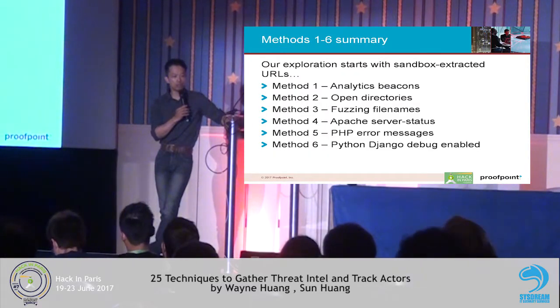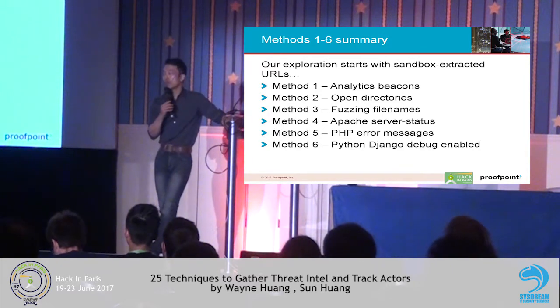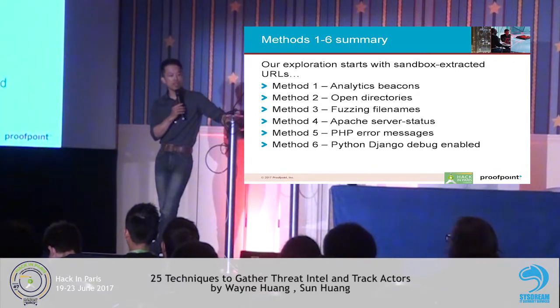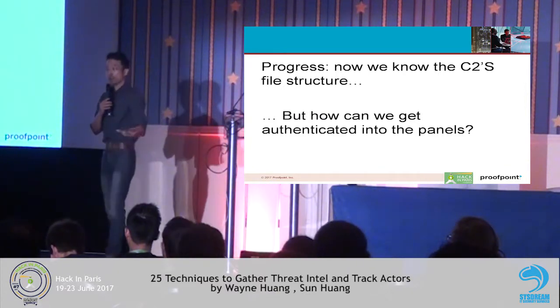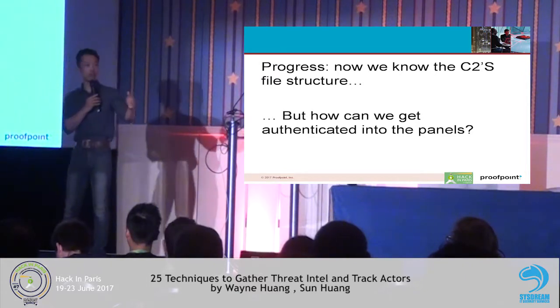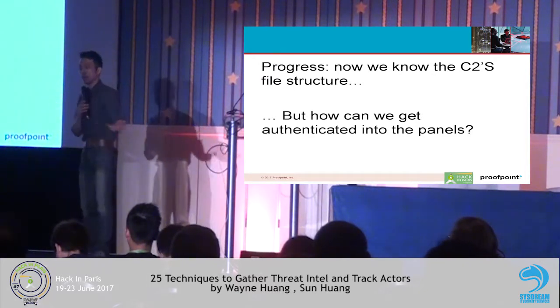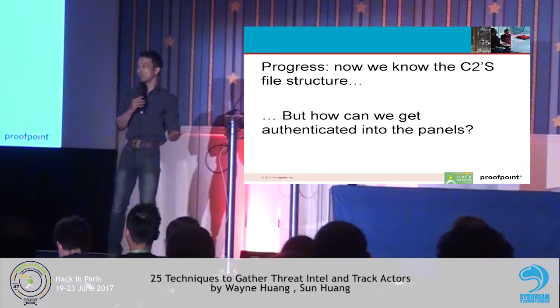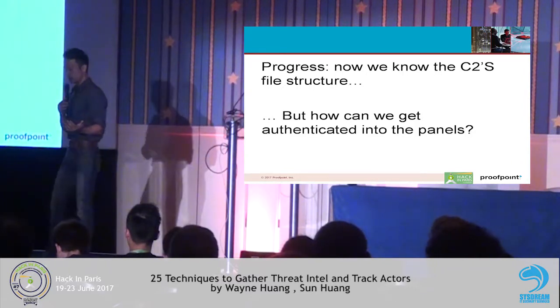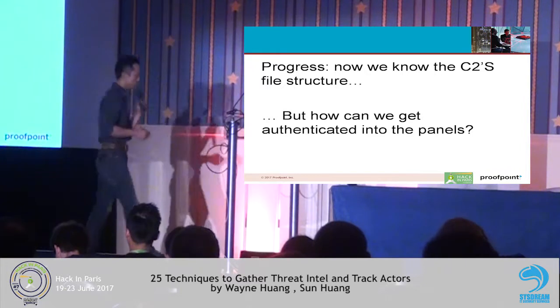Okay, summary from methods 1 to 6, starting from URLs that we get out of the sandboxes, analytics beacons, open directories, fuzzing file names, Apache server status, PHP error messages, and Python Django debugging enabled. We have 25, so we've got almost 20 to go. Okay, so now that from their URLs we know where the server is, and we played around with the file structure, but what if we found the control panel, but it needs authentication? What do we do?